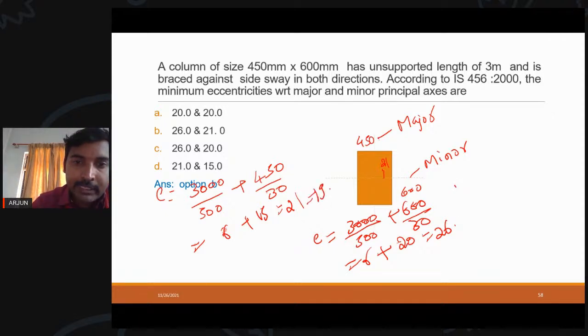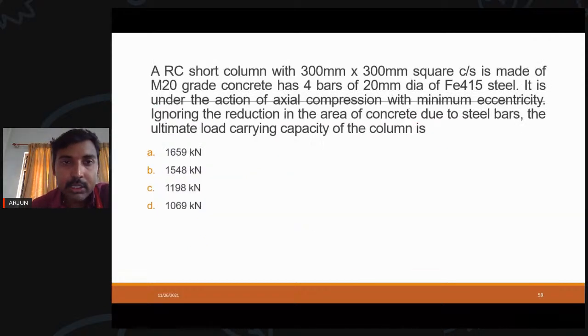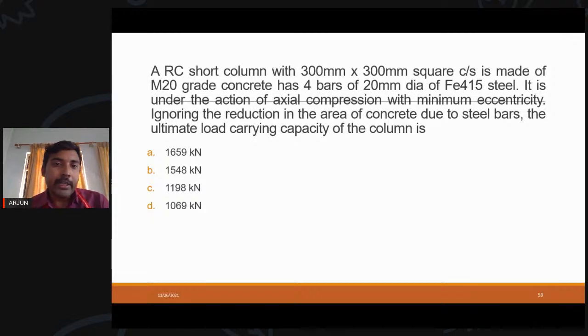Suppose if you get it as 19, then you should consider the minimum of 20 mm. So in such cases, 26 and 20 will be the correct answer. Okay, so similarly, one more question was asked in the GATE examination related to finding the ultimate load carrying capacity of the column.